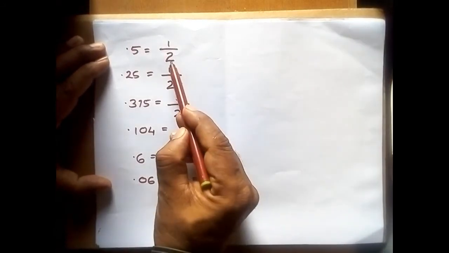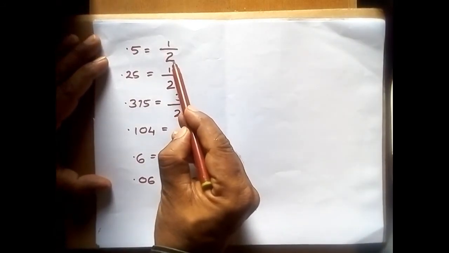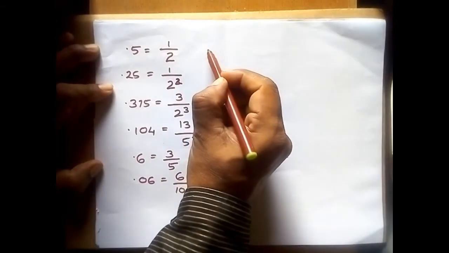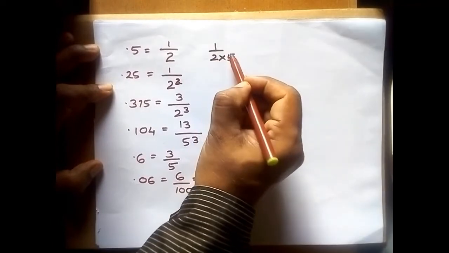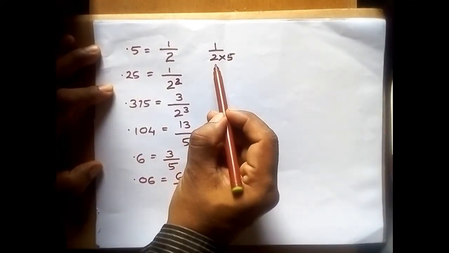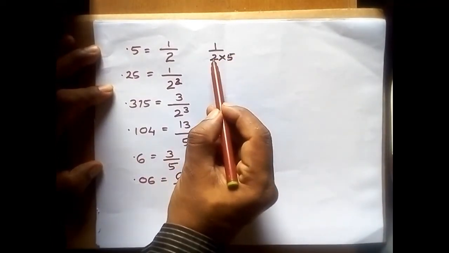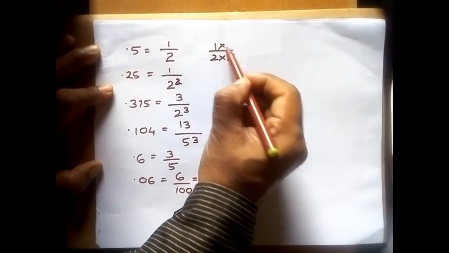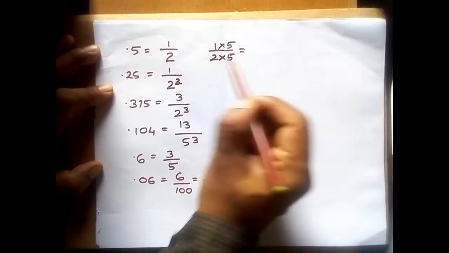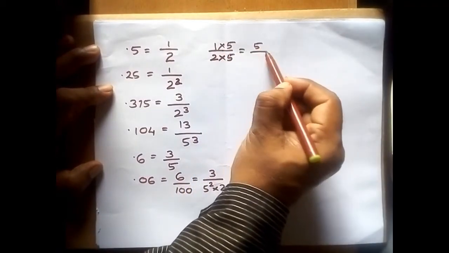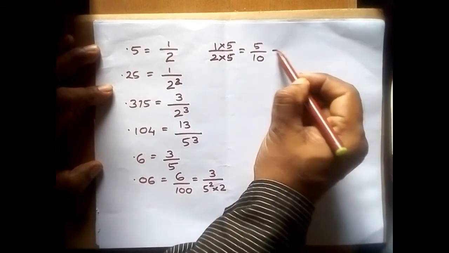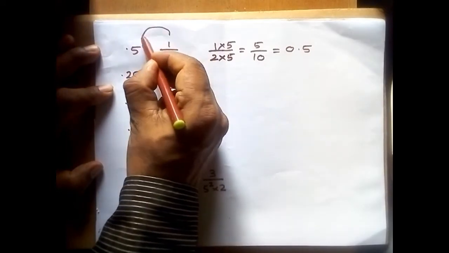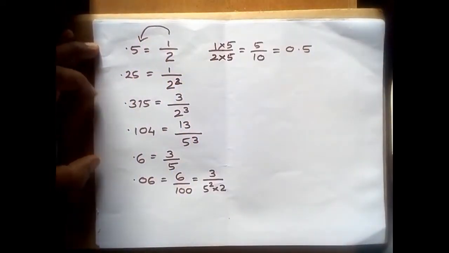So what we have to do? See, we have to count how many 2's are here. How many 2's are here? Only 1. So we have to multiply with 1 5. So 1 by 2, 1 5 we are multiplying here. Why 1 5? Because here only 1 2 is there. So when you are multiplying the denominator, you have to multiply the numerator also. So what you are getting? 5 divided by 10. 5 divided by 10 is equal to 0.5. So we are reversing the process. Okay.